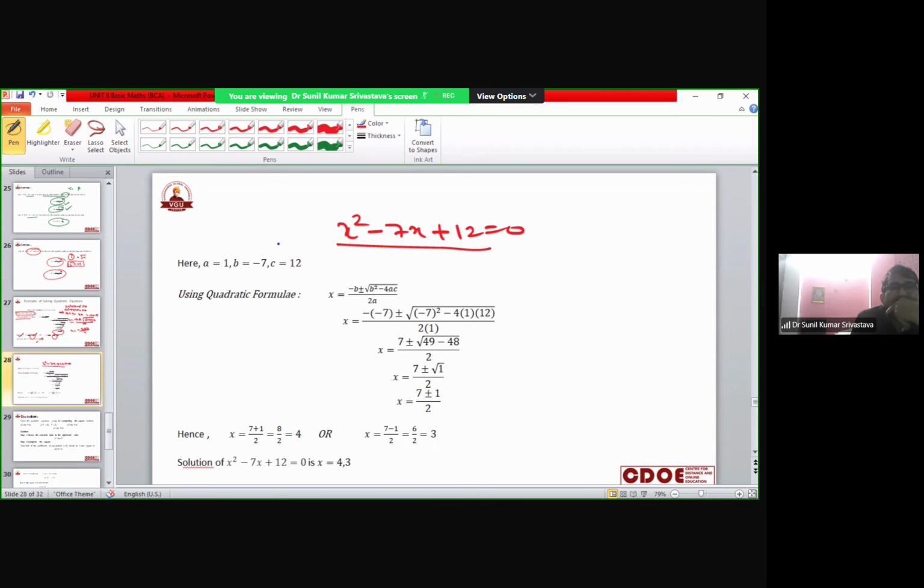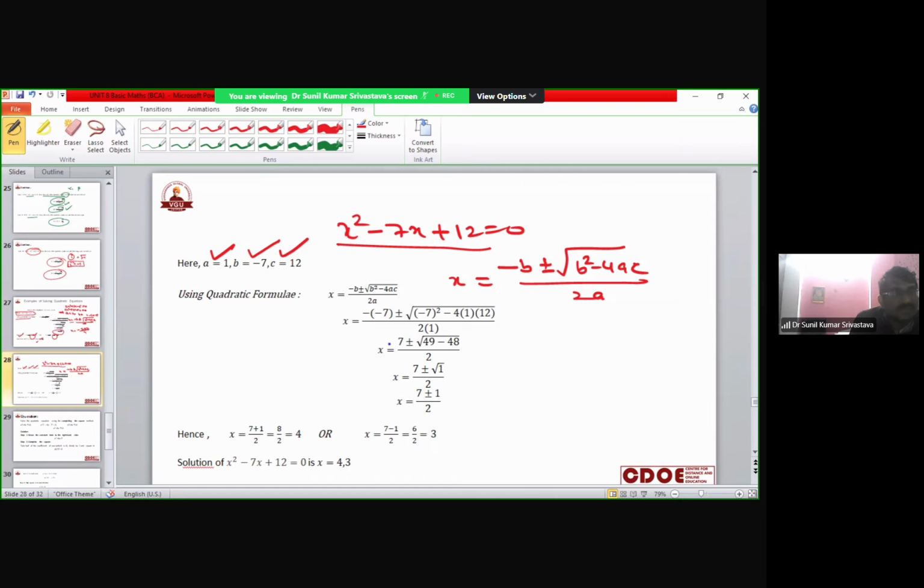So comparing, a is equal to 1, the coefficient of x square is 1, the coefficient of x is b, and the constant term is c. Now we use the formula x is equal to minus b plus minus under root b square minus 4ac upon 2a. That is the value of x. Now just put the values here. We have minus b, and b is minus 7, so minus of minus 7 plus minus under root minus 7 square minus 4 into 1 into 12 upon 2a.